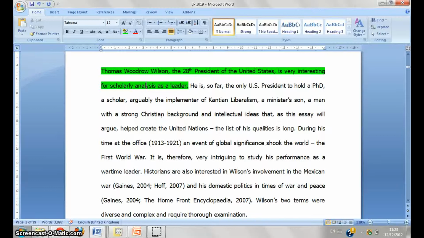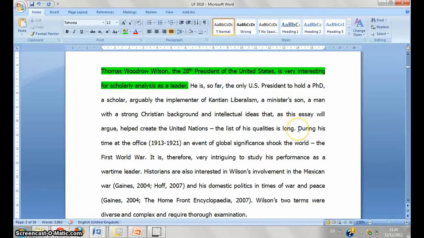Next, I explain why. Now he is so far the only US president to hold a PhD. A scholar, arguably the implementer of Kantian liberalism, a minister's son, a man with a very strong Christian background and intellectual ideas that, as this essay will argue, helped create the United Nations. The list of his qualities is long, though here in the sentence following the introductory one, I immediately say why he's interesting. I back up my claim from the previous sentence.